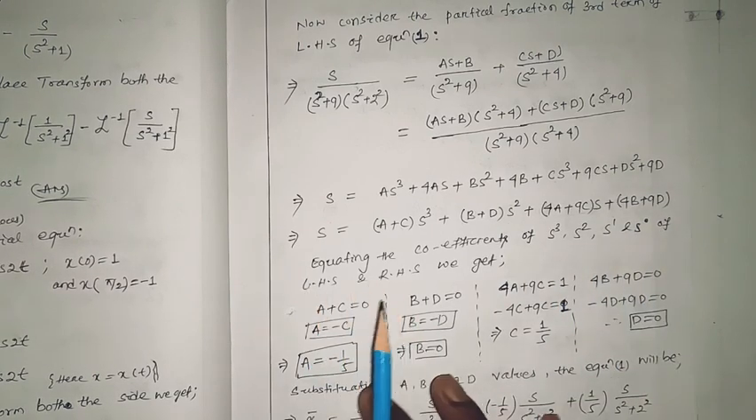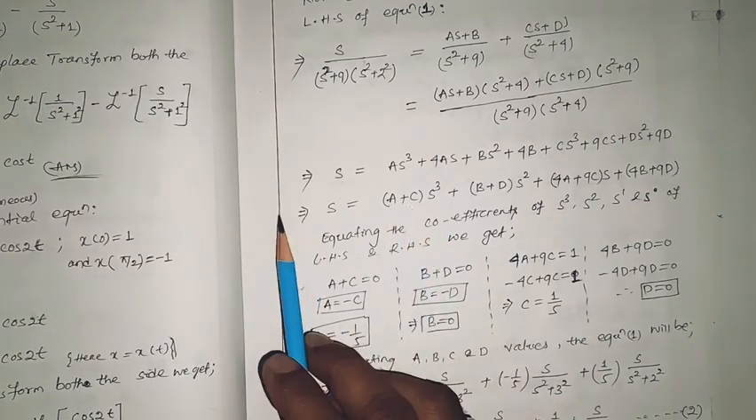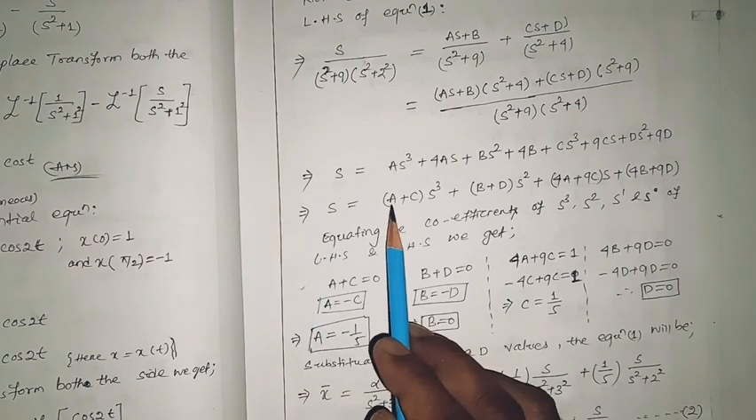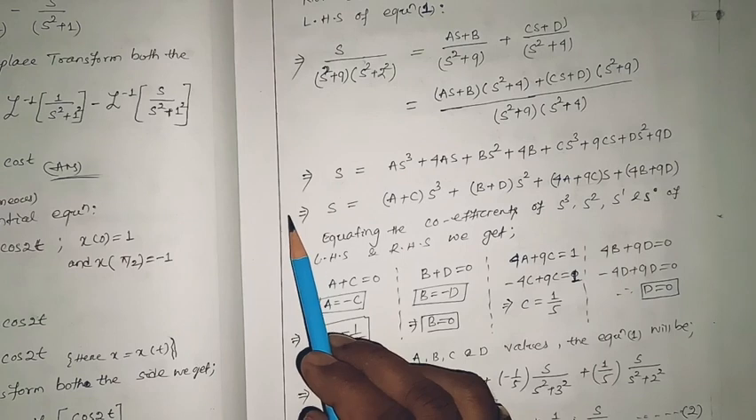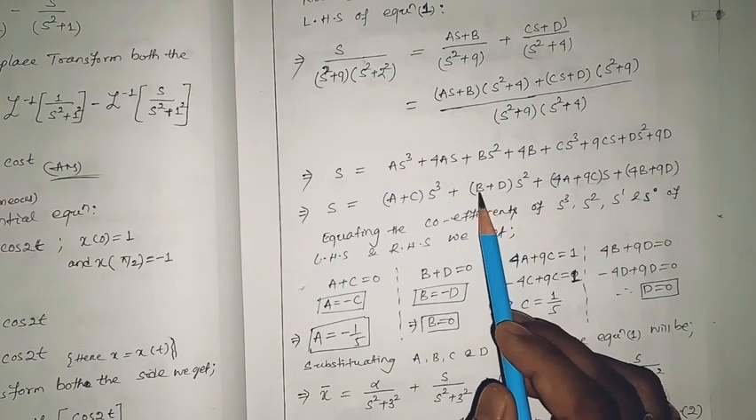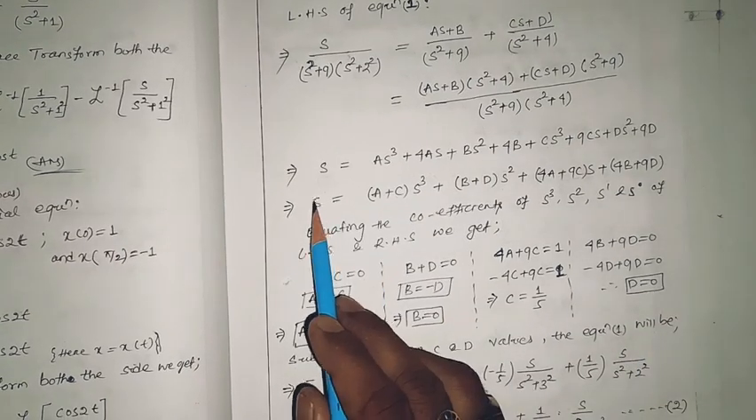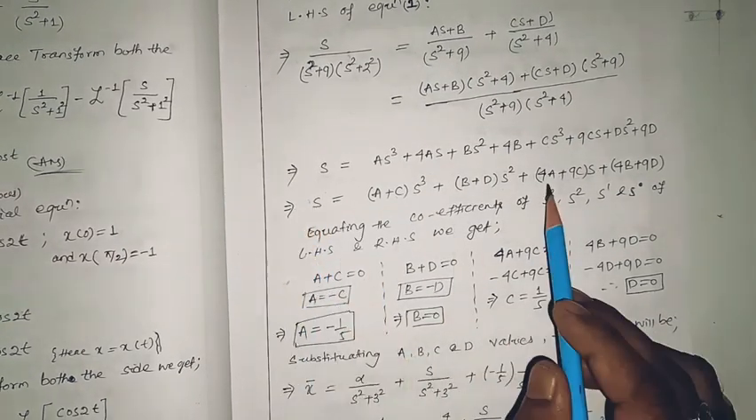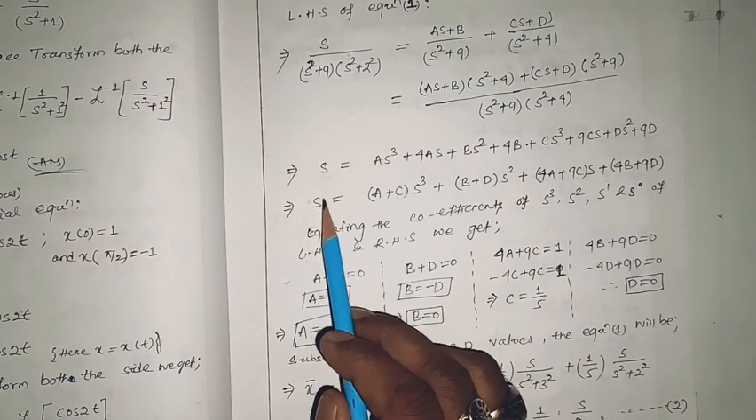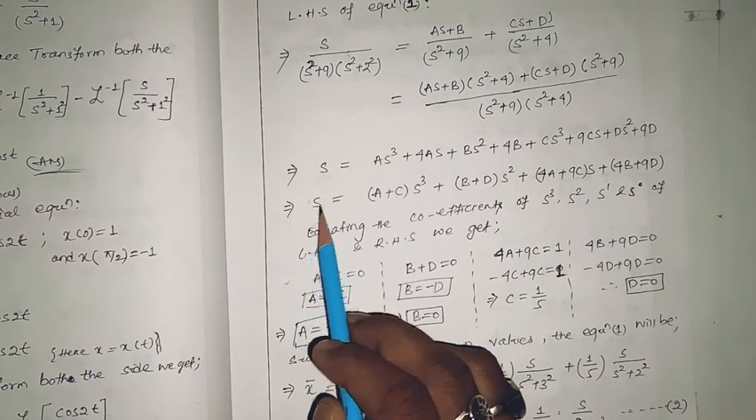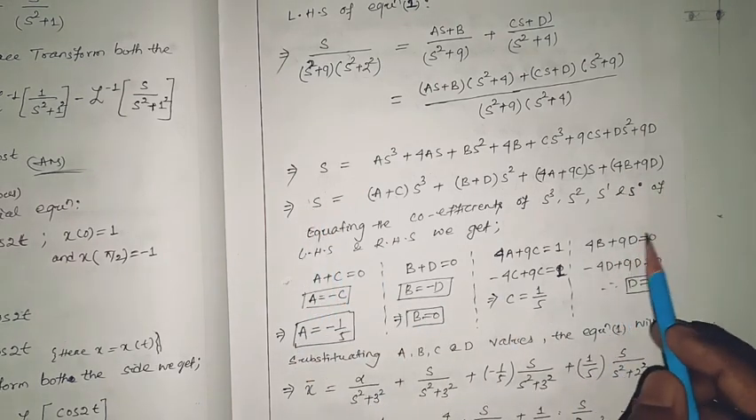of LHS and RHS, we get what. Here s squared is there, coefficient a plus c, but on this side there is no s squared term, so a plus c will be equal to 0, a equal to minus c. Okay, on this side s squared term is not there, so b plus d will be equal to 0, b equal to minus d. But here the s term is there and the coefficient is 1, so 4a plus 9c will be 1, but there is no constant term on the LHS side. So 4b plus 9d will be equal to 0.